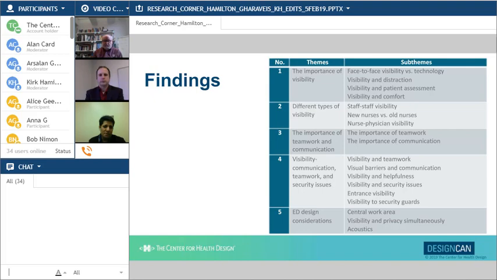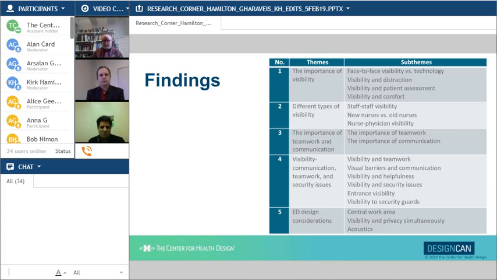The first one was about the importance of visibility. The second one about different types of visibility, as we discussed: who were the people who are visible to each other, and what types of visibility overall we have. And also we found some ideas about the importance of teamwork and communication. Number four is exactly the relationship between visibility and those three factors, as we discussed. And finally, we had other factors in design considerations.